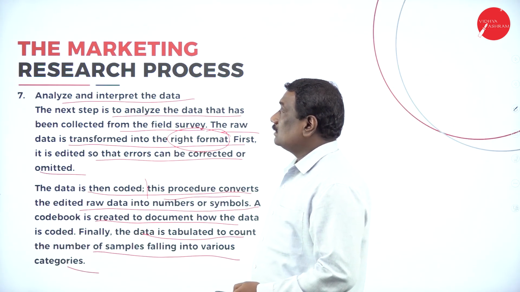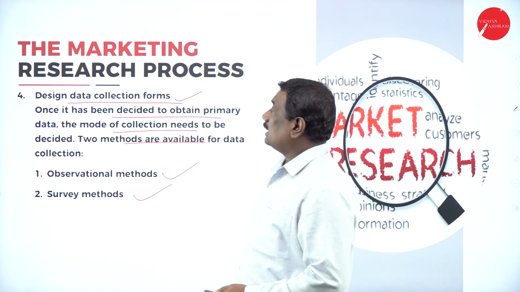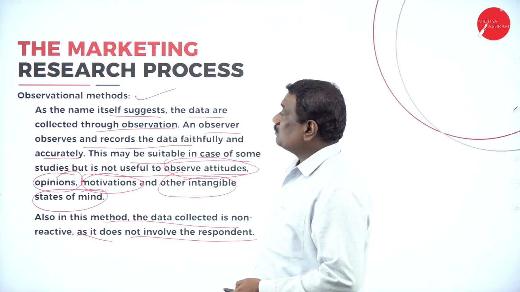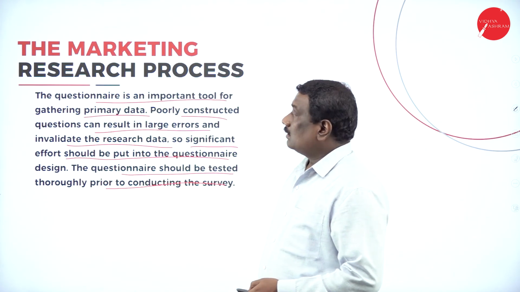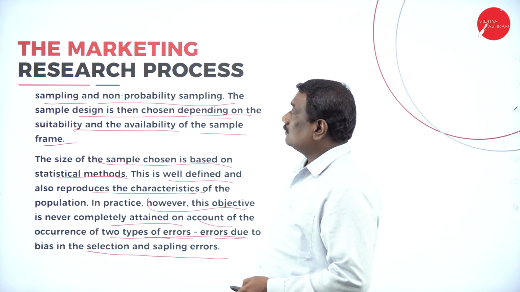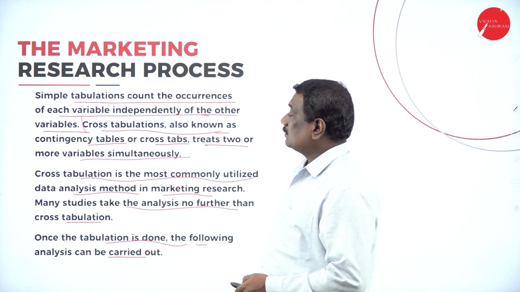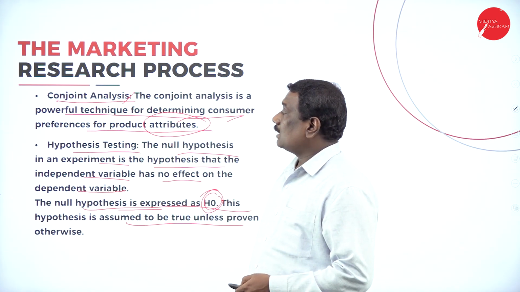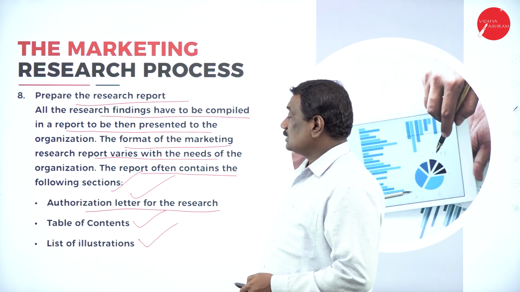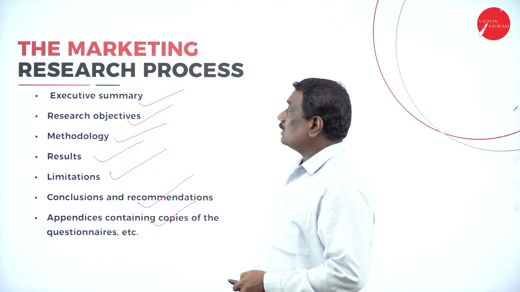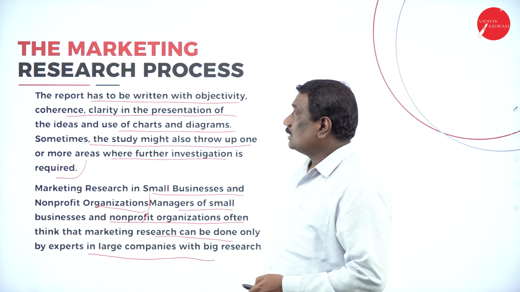Now let us see once again the highlights of today's session. I spoke about the fourth important research process, designing data collection forms. Under that we have the observational method, and under surveys we have personal interviews, telephonic and mail. Then determining sampling design and size, data collection, analyzing and interpreting the data collected, conjoint analysis and hypothesis testing, and preparing the research report. Under that we have the authorization letter, table of contents, list of illustrations, executive summary, research objectives, methodology, results, limitations, conclusions and recommendations, and appendix containing copies of questionnaires.